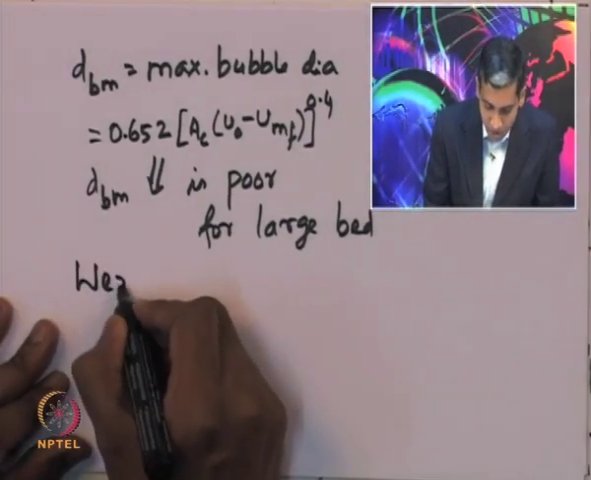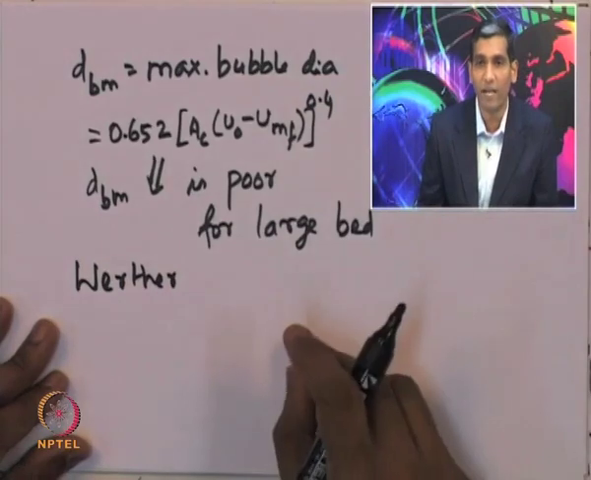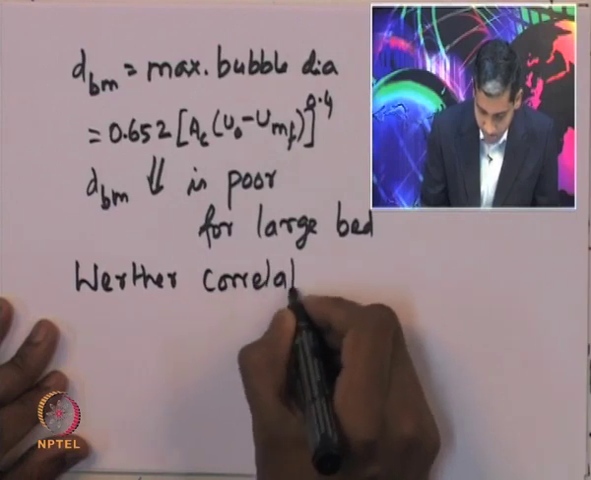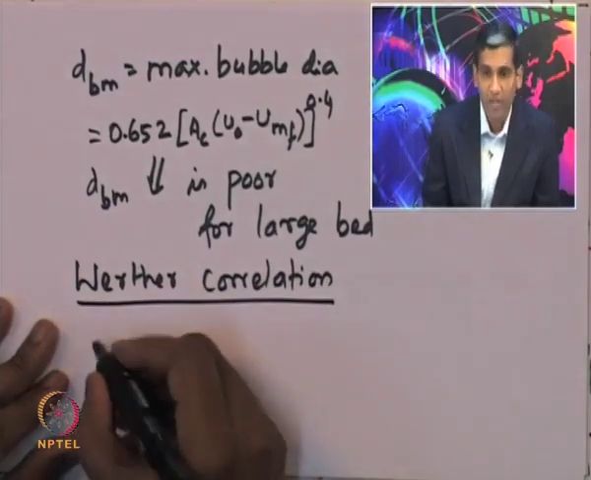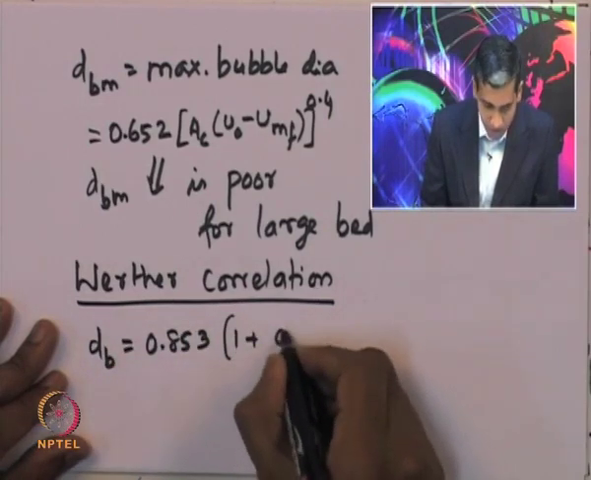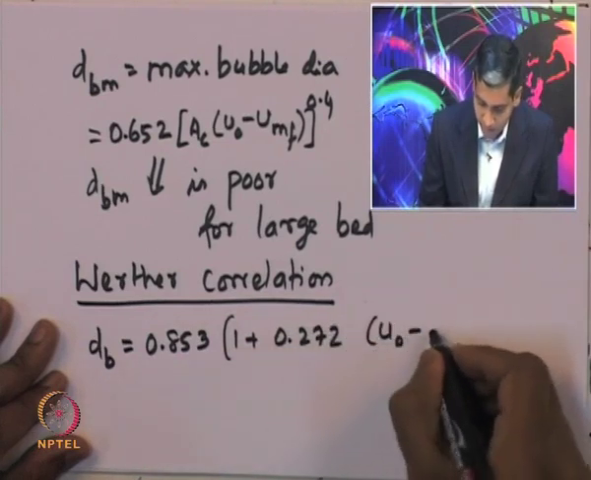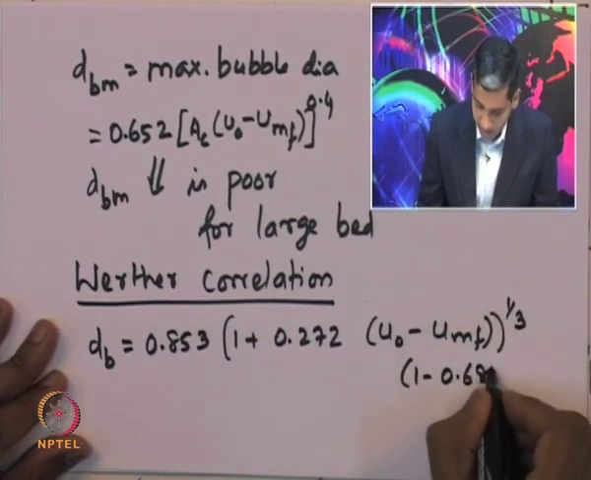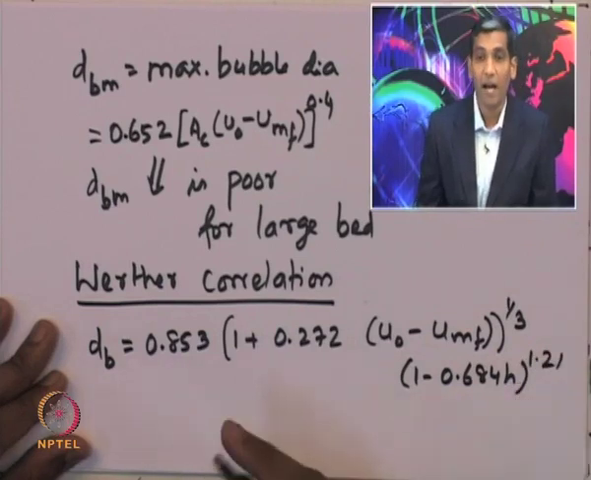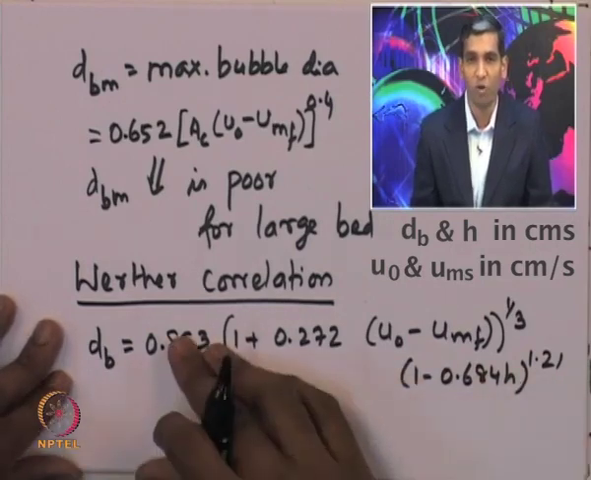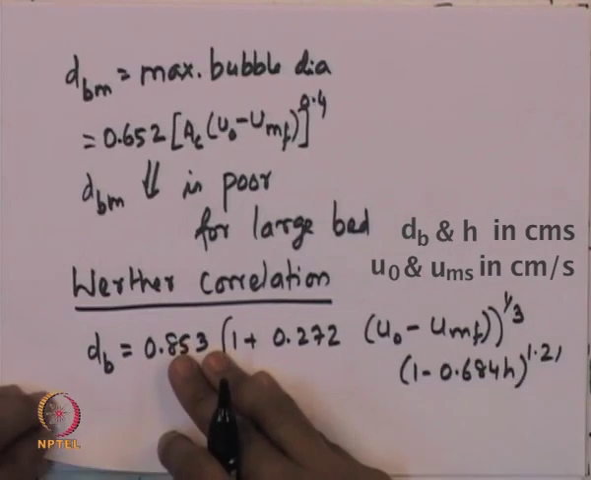The other correlation which is available, which seems to work over a wide range of fluidized bed reactors, is called the Werther correlation. The Werther correlation is that the diameter of the bubble is given by 0.853 [1 + 0.272 (u0 − UMF)]^(1/3) [1 + 0.684 h]^1.21, where h is the height of the bed at that particular instance. This correlation is known to give a better prediction of the diameter of the bubble under fluidized conditions.